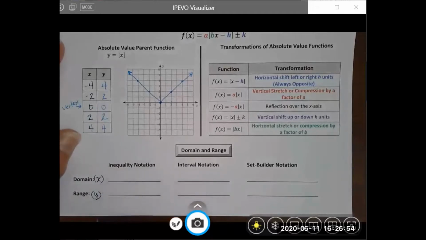So you could do it, let me just think. I'm going to be formal. Negative infinity, less than x, less than infinity. That's using my inequality notation.